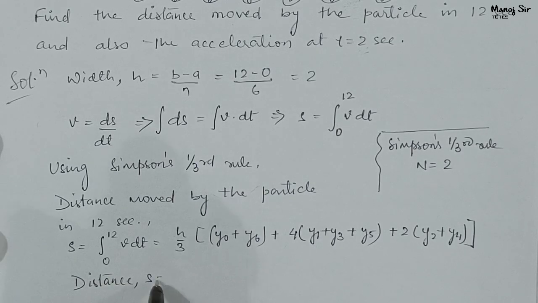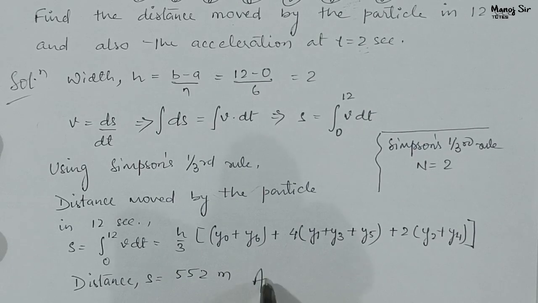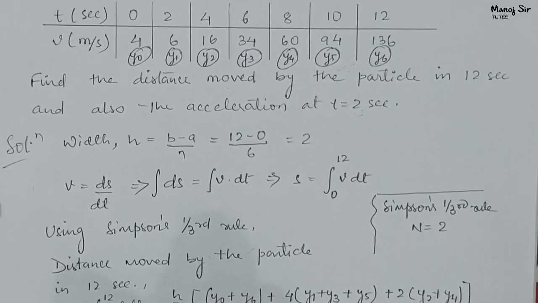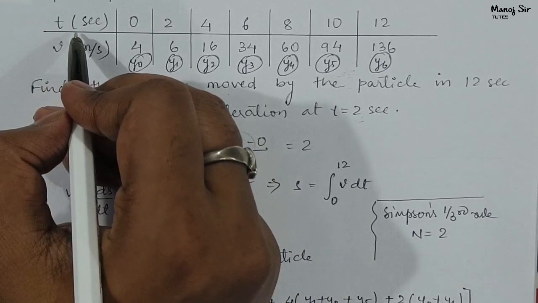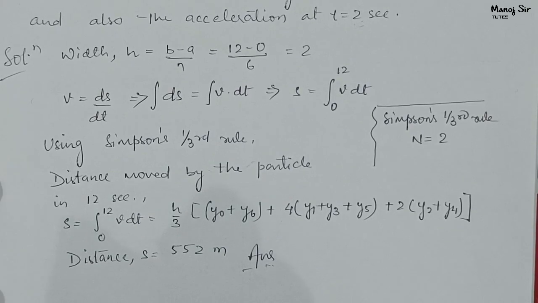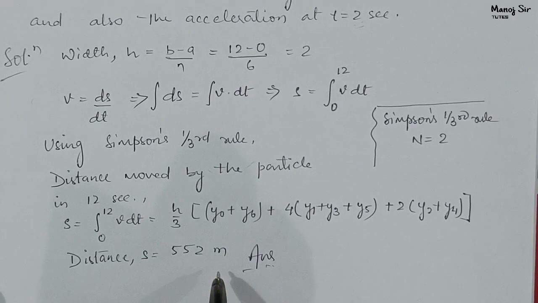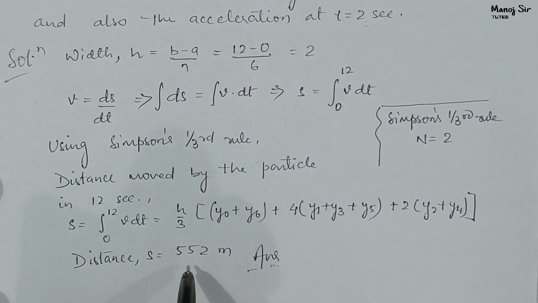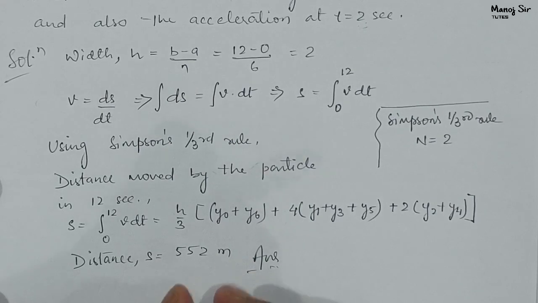that is s equals 552 meters. And this is my first part answer. Okay, here we are writing meter. Why? Because in the problem it is given that time is in seconds, velocity is in meters per second. So the distance that we have calculated should be in meters. Okay, we have to write distance in meters. We have to use the proper unit.